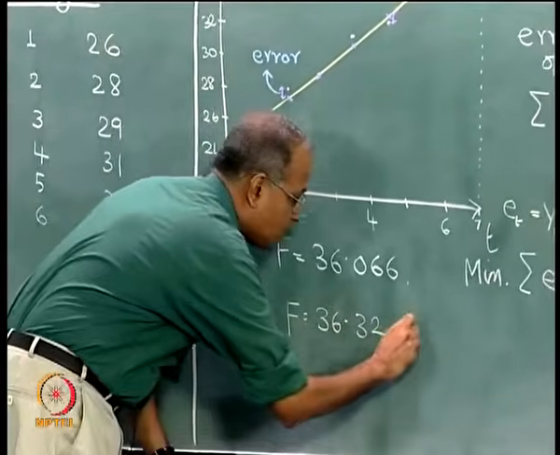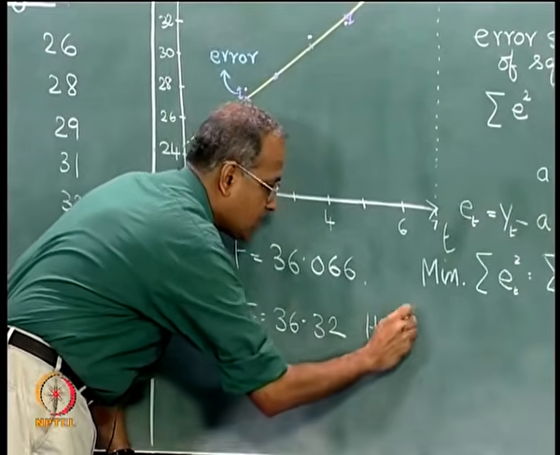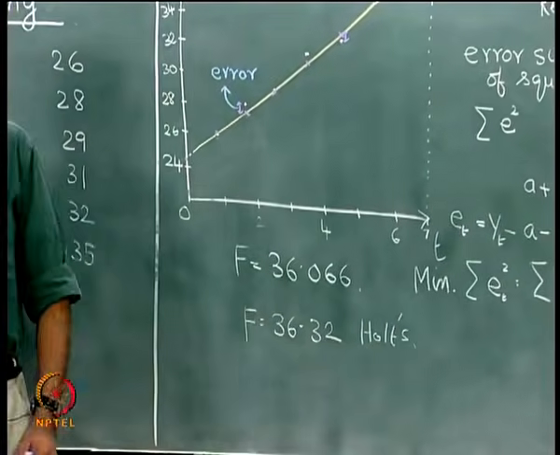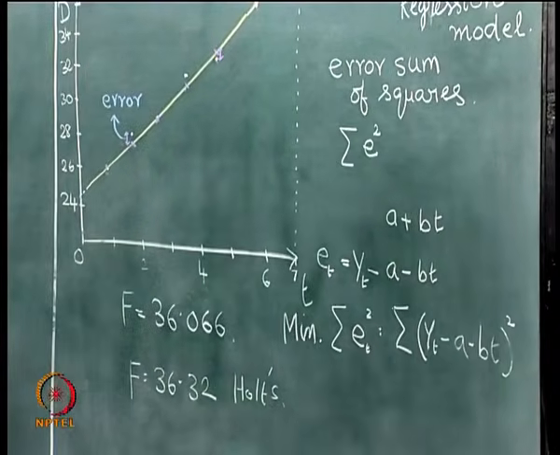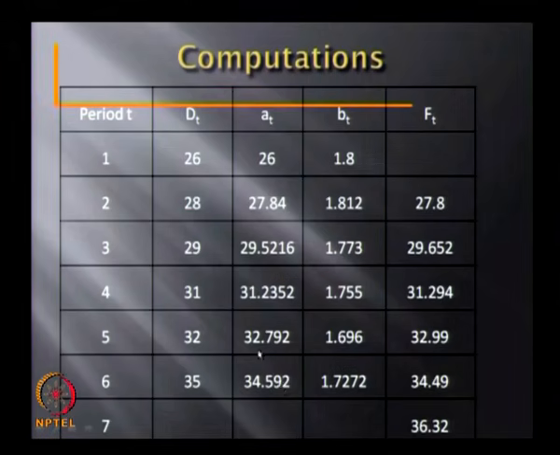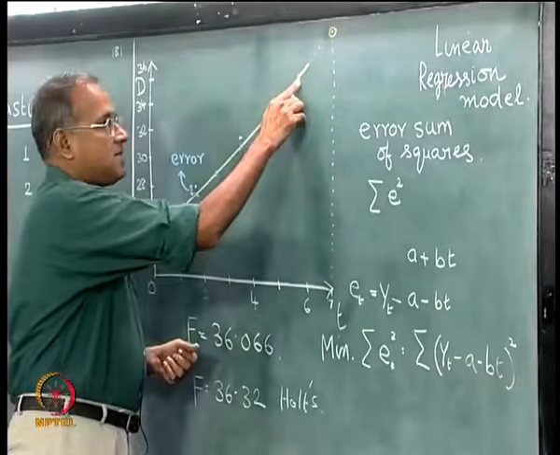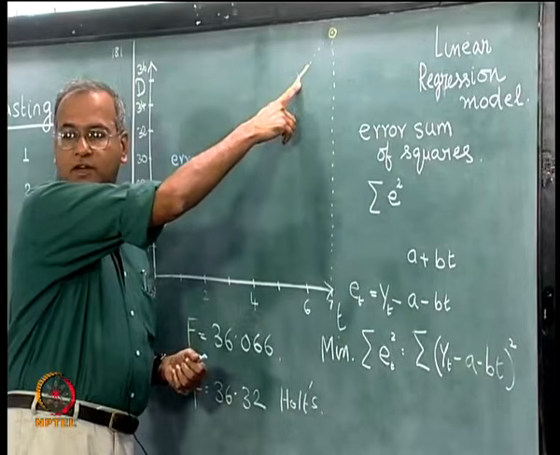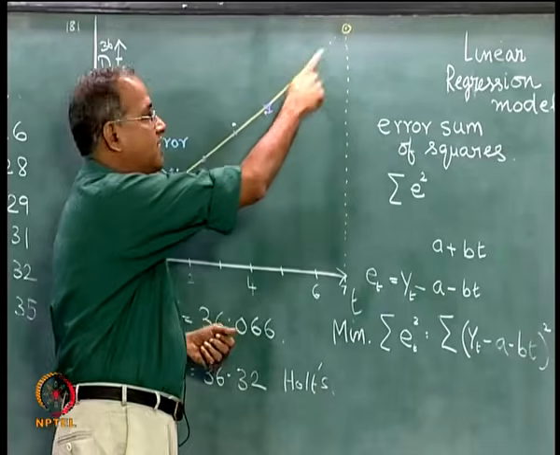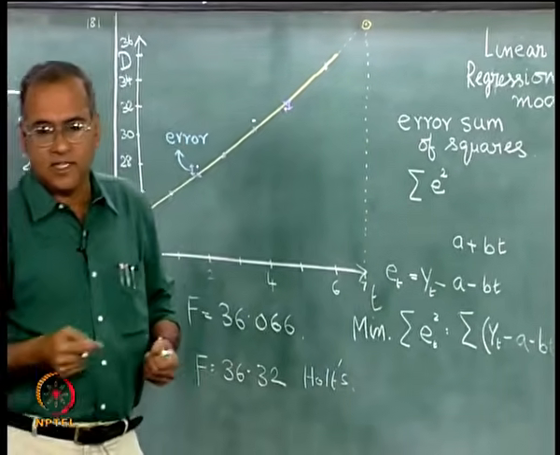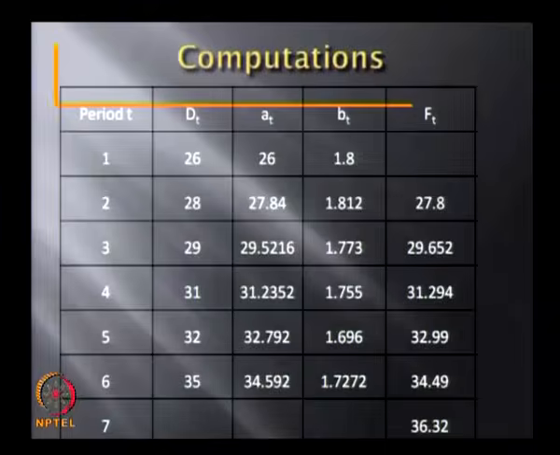This is using the Holt's model. Now, in the Holt's model, finally A6 is 34.592, B6 is 1.7272. So, A6 is here, the representative value was 34.592, B6 was 1.7272, and finally we got 36.32.